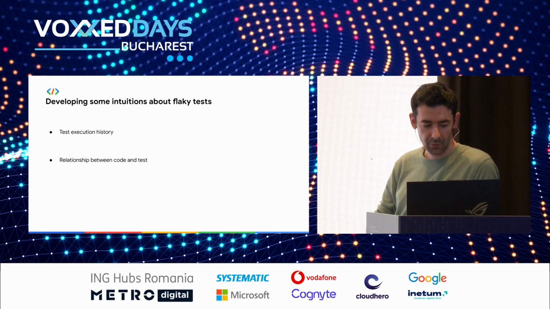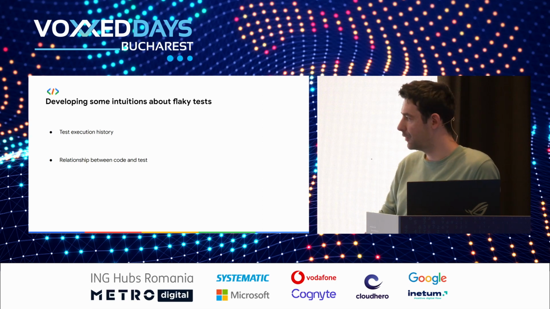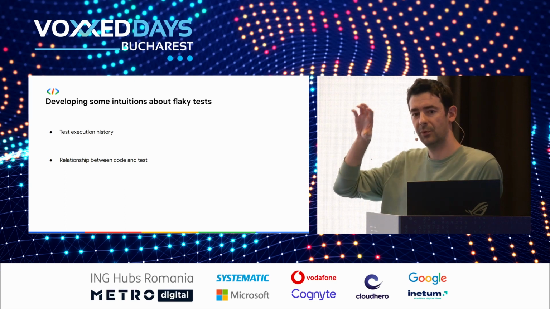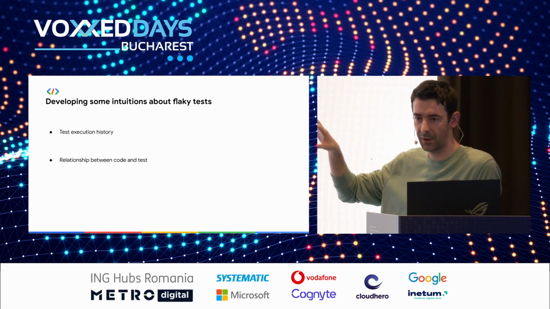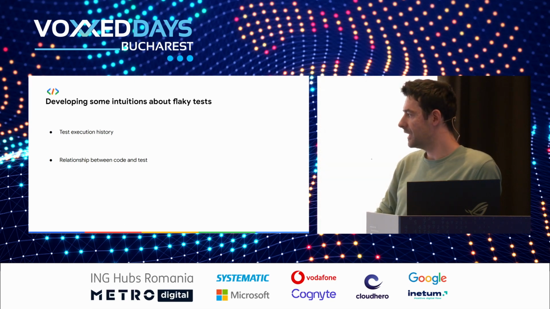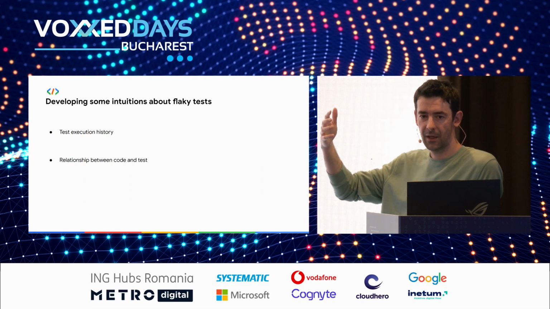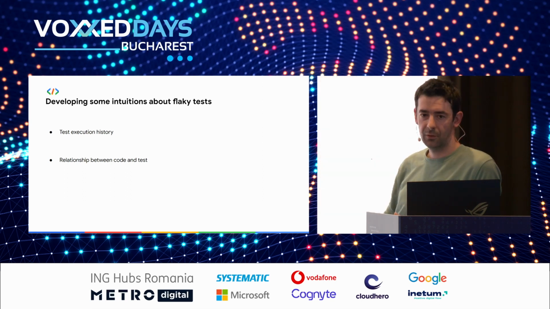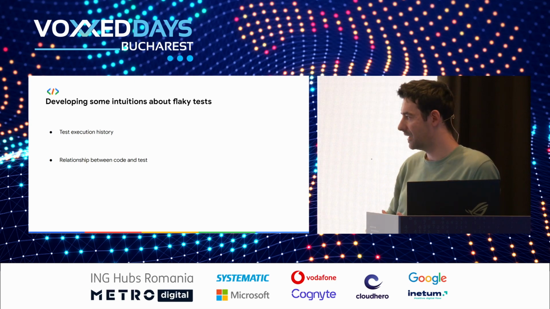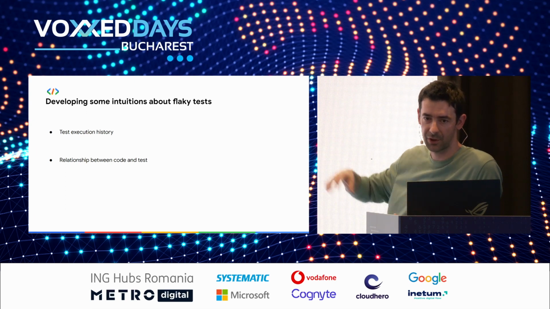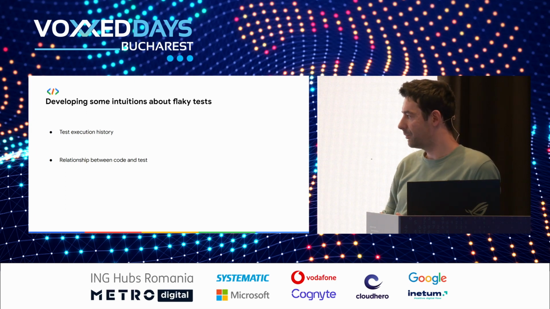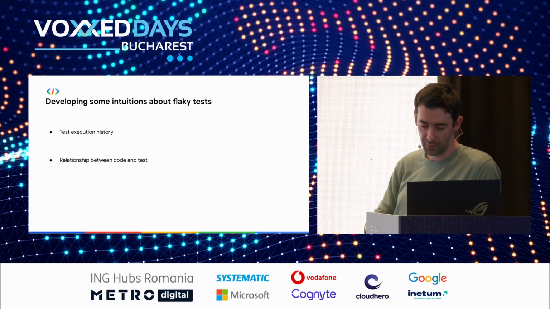Another thing that we want to look at is the relationship between the code and the test, meaning the relationship between the code that you've changed and the tests that are running. The intuition here is also relatively simple: if you change something in project A and you have some tests in the same project A that are failing, there is a high probability that those tests are a real failure because of your change. But if there are some tests failing in a completely different project, maybe there is a problem with those tests and not with your code.